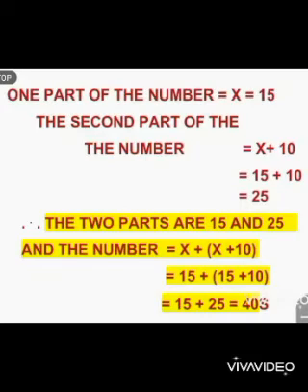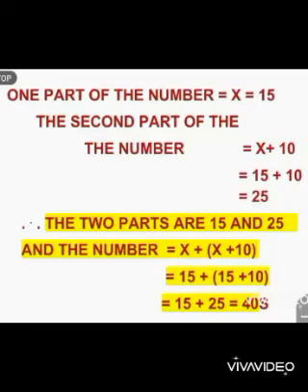So children, we have considered one part of the number as x, which is equal to 15. Next, the other part of the number is 10 more than the first part, isn't it? We have considered the second part as x plus 10, which is equal to 15 plus 10, which is equal to 25. So we have found the two parts here. The first part is 15 and the second part is 25.